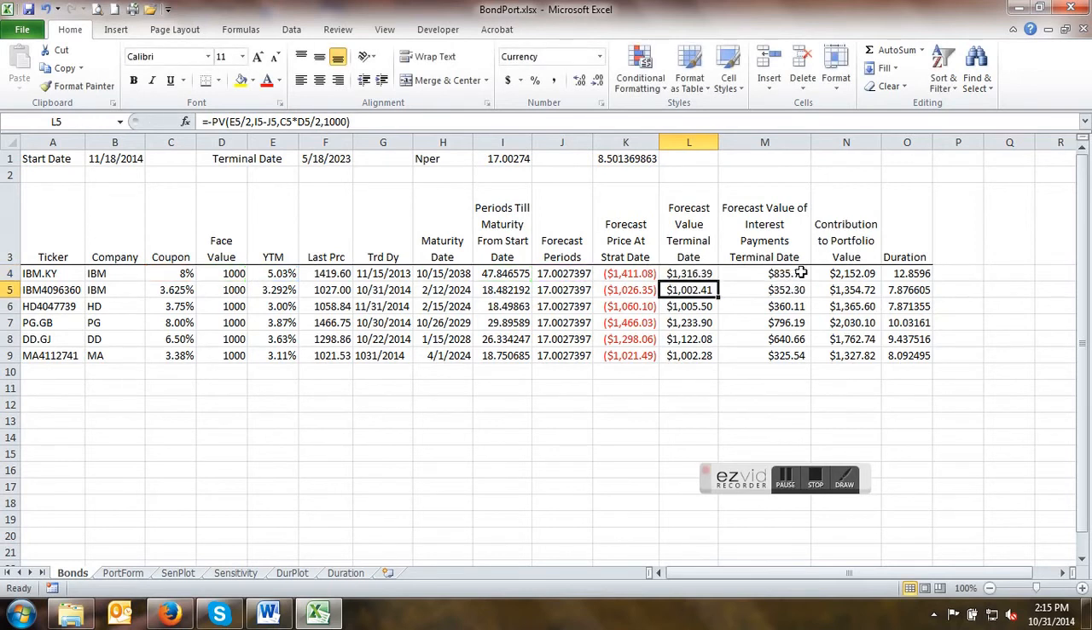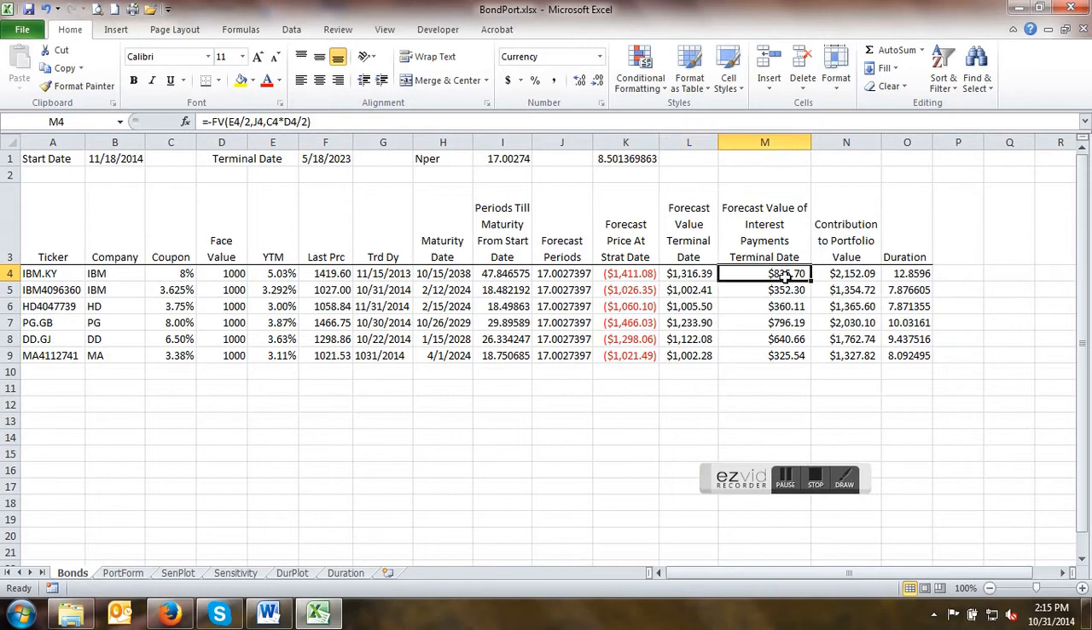Apply the basic bond equation again, future value is still 1,000. So if we wanted to sell the bond 8.5 years in the future, this is the price we predict it would sell at, $1,316.39. And it has to be lower than the last price if it's a premium bond, or higher than the last price if it's a discount bond.